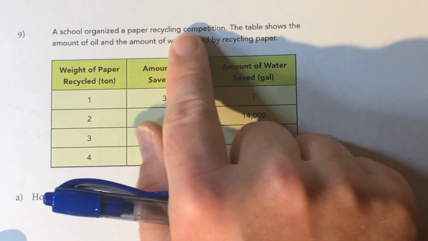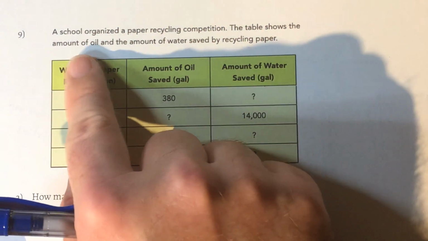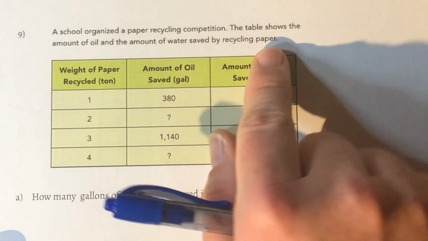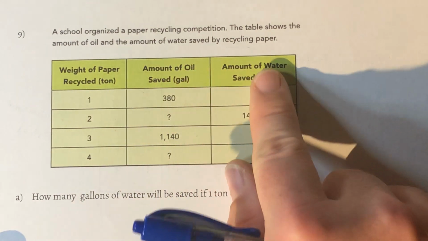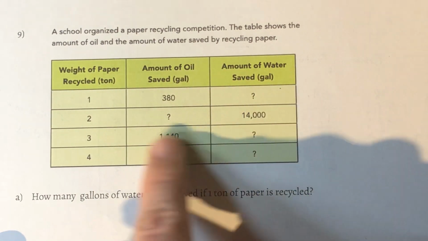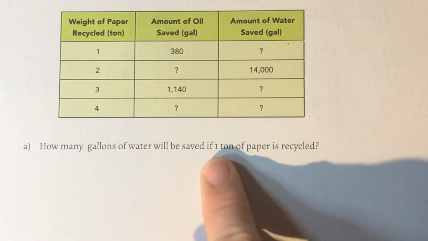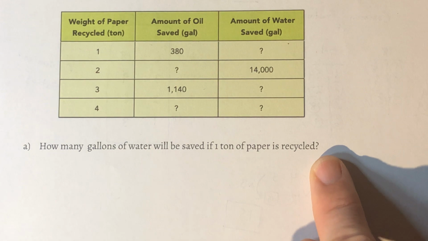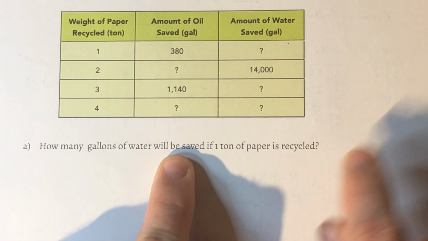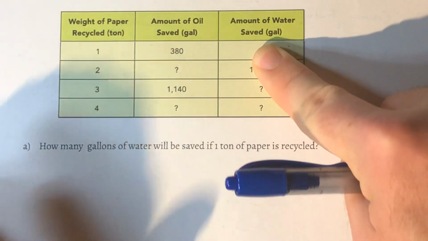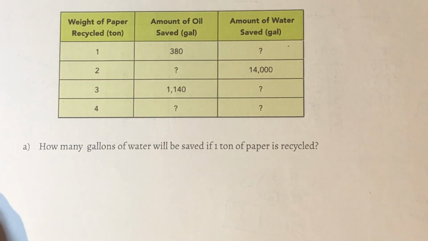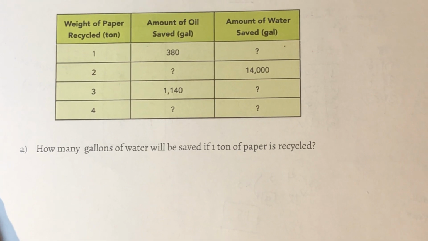A school organized a paper recycling competition. The table shows the amount of oil and the amount of water saved by recycling paper. So weight of paper, amount of oil saved, and amount of water saved. And notice some spots are blank. Part A. How many gallons of water will be saved if 1 ton of paper is recycled? So how many gallons of water will be saved, this column, if 1 ton of paper is recycled? Okay, we are going to use ratio reasoning. We are not going to use patterns.